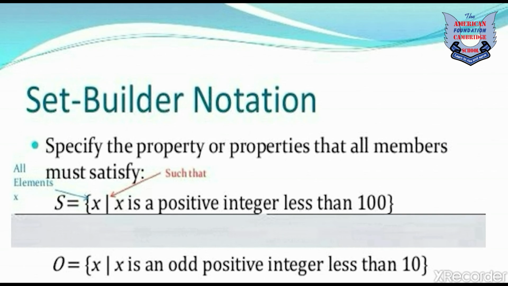Here you can see two more examples of set builder notation. Set S is equal to x such that x is a positive integer less than 100, and set O is equal to x such that x is an odd positive integer less than 10.